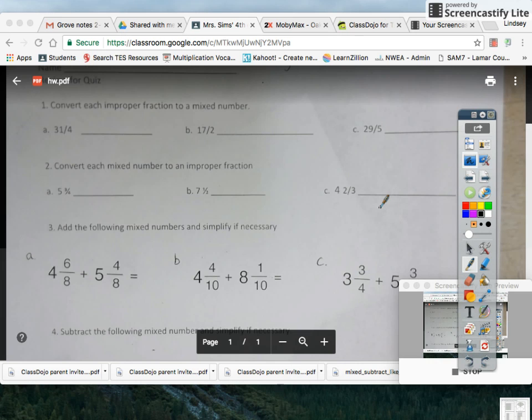Hey parents, tonight we have homework so that they can prepare for our quiz tomorrow. All this we have gone over in class. They went over it last week while I was out and the week before. And so they should know how to do it.